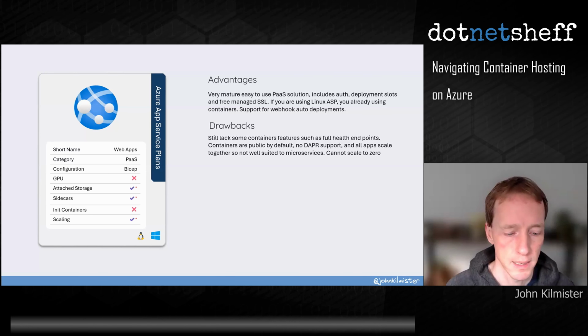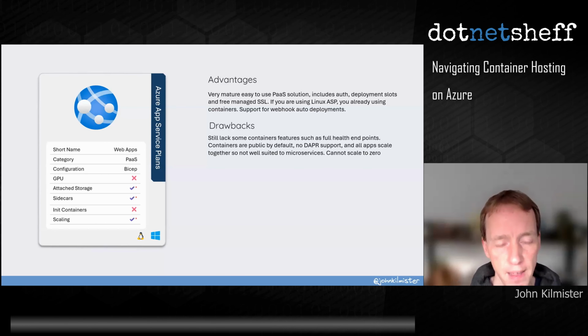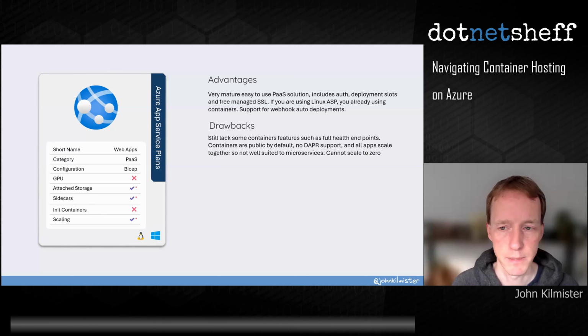The main drawback, though, is because they added in containers after app service plans, it isn't as feature rich as some offerings. So, for example, health endpoint, you only get one health endpoint in an app service plan per web app. But if you're in the Kubernetes world, you could have multiple. It also doesn't support Dapr, and the key drawback is that all apps are going to scale together. So we saw the compute boundary and all our apps inside that. If we want to scale up to a larger system, or we want to scale out to have more instances, that affects every app in that app service plan. So it's not that well suited to microservices.